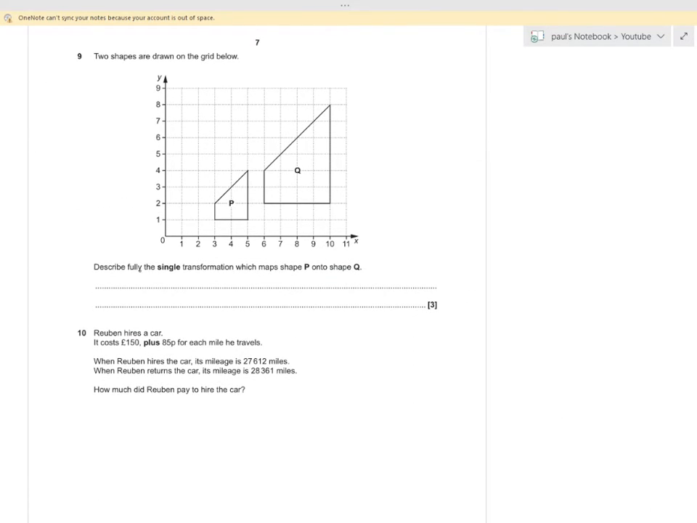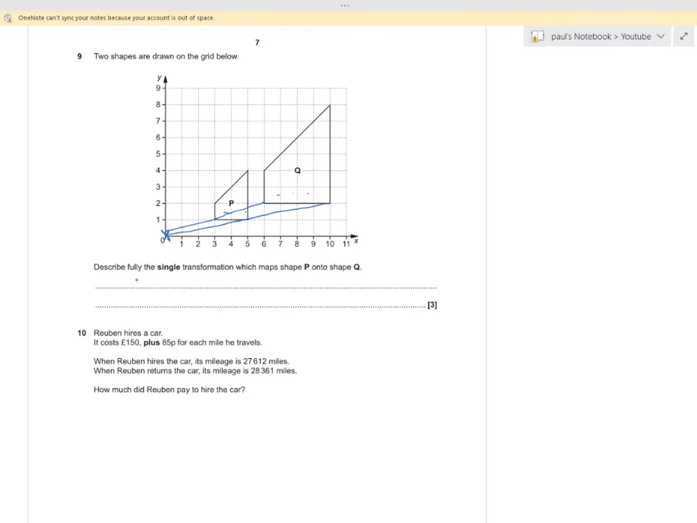Now 2 shapes drawn on the grid. Describe fully the single transformation which maps P to shape Q. Well, I'm going to take the corners and then take the corners here. I'll do that corner, I've done that corner, then that corner. So that goes along 5 and down 1, along 5 and down 1. So, right, by drawing the corresponding corners, I get to my origin at 0, 0. And this is 2 wide, and this is 1, 2, 3, 4 wide.